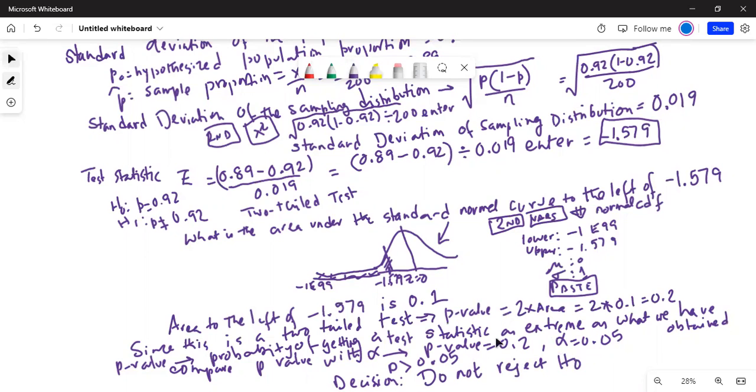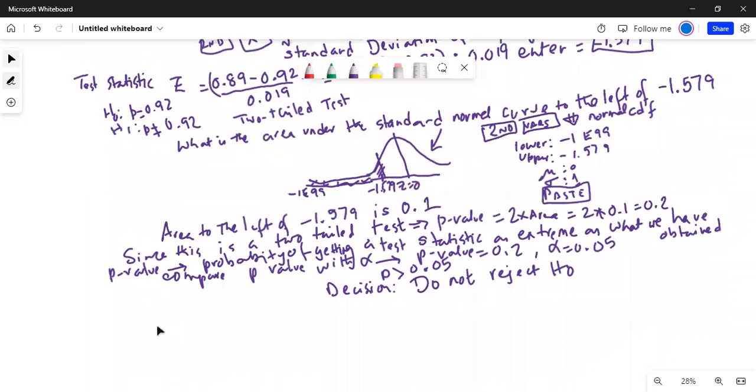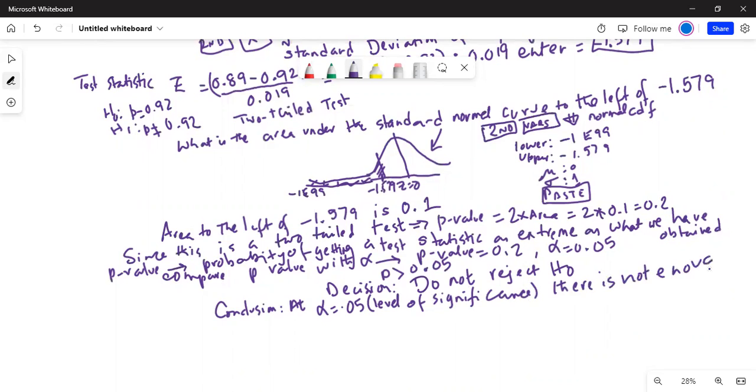Conclusion: at alpha equal to 0.05, alpha means level of significance, there is not enough evidence to support H1, which states p is not equal to 0.9.